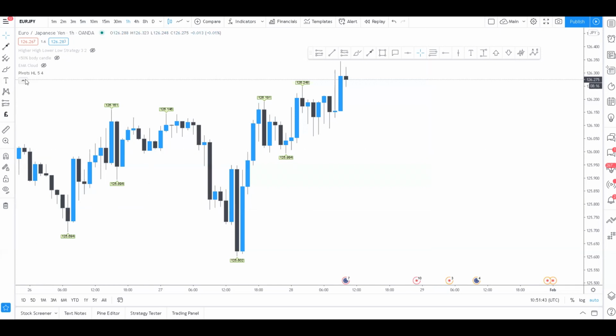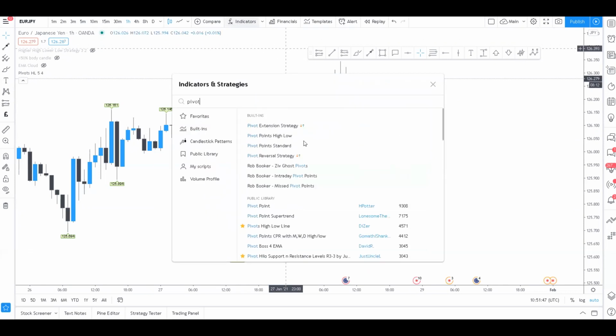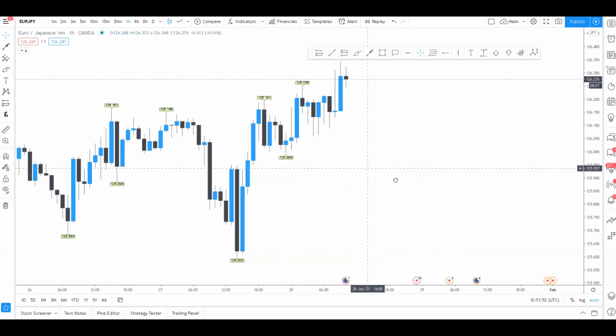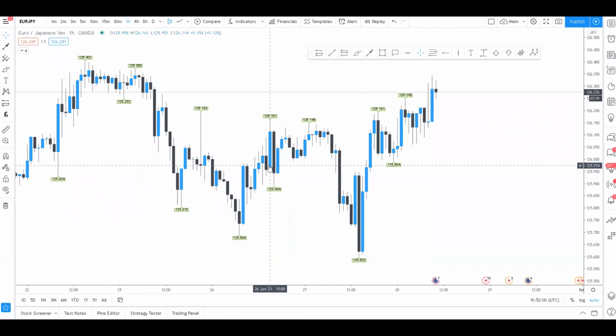And so the pivot indicator right here. Okay. So in order to find it, you just type in pivot high low, and it's this one right here. Let's just favorite that. Okay. Now the settings that I've got on this are 5 and 4. The reason that I have these settings is just because I've found them to work really, really well with what I'm about to show you. I find that the best time frame to use this is the 1 hour or the 4 hour as your higher time frame in order to do this. And it's just a very, very simple way to detect market bias.